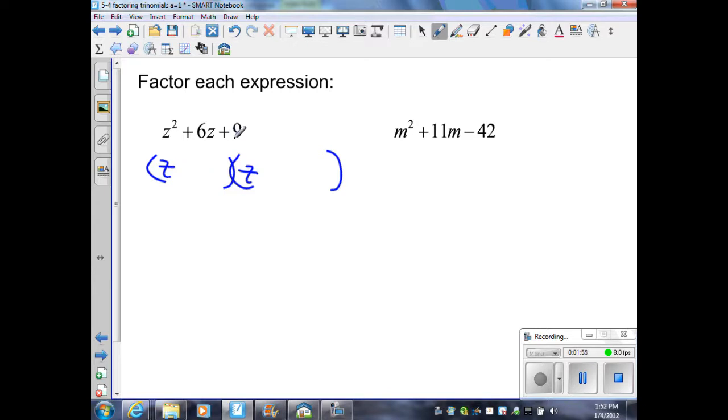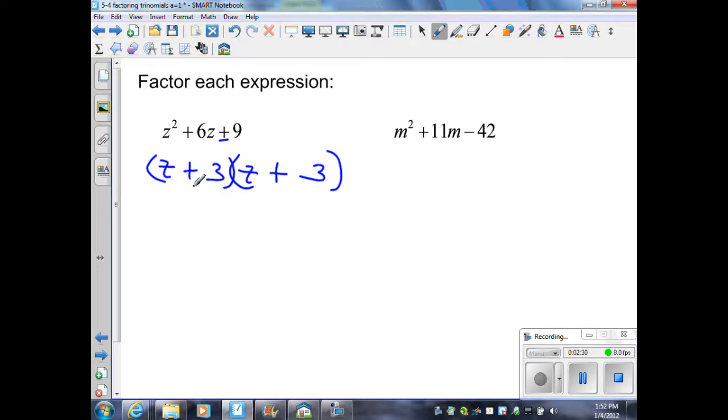But remember, I need factors of 9 that, when I add, achieve a 6. So 1 times 9 is 9, but won't get 6. 3 times 3 is 9, and 3 plus 3 is 6. If I get minus, minus, that would give me a positive 9, but that would generate a negative 6. So I have to change these minuses to plus, plus. And when I FOIL in my head, z times z is z squared, plus 6z, plus 9.